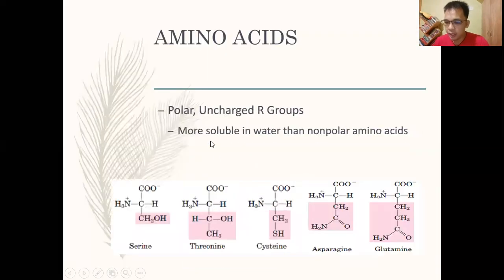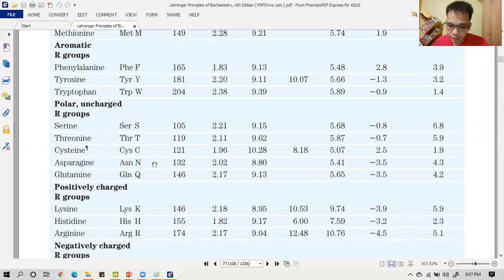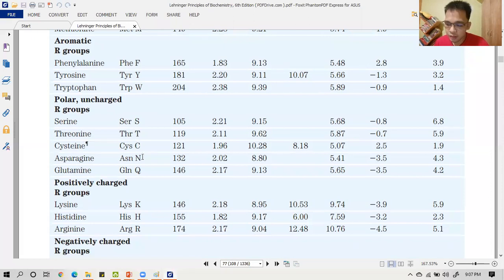Next, guys, we have the polar uncharged R group. They are more soluble in water than non-polar amino acids. Sir, why are they soluble in water? Because they tend to form a hydrogen bond with water due to the presence of the OH group in serine, OH group in threonine, and so on and so forth, and NH group in asparagine and glutamine, and then cysteine. And for their one-letter and three-letter symbol, we have this, the S, T, C, and Q.